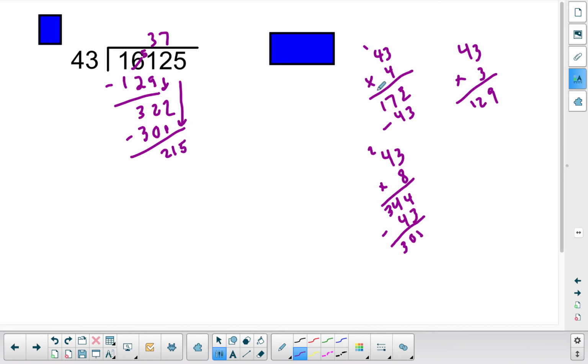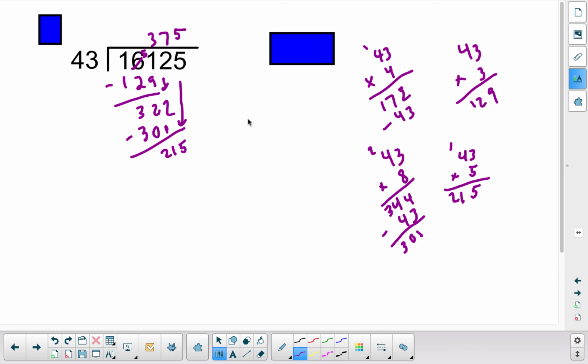And to get this last number, it looks like I did 43 times 4 and got 172. So it's going to be a little bigger than 4 times, or maybe 4 times is exactly right. Let's find out. So we ended up getting 43 times 5 is 215. And that ends up working.